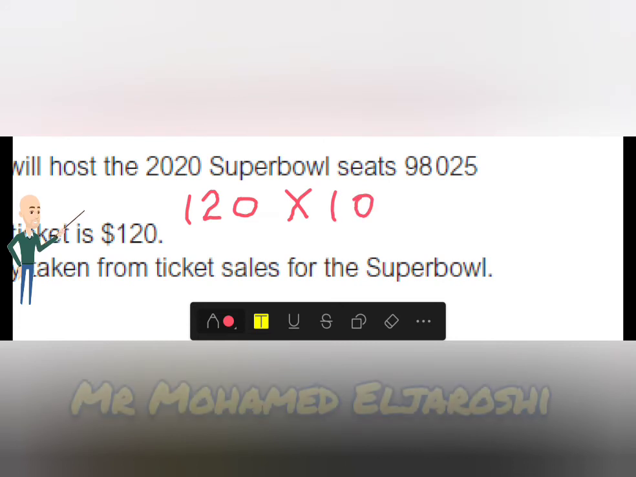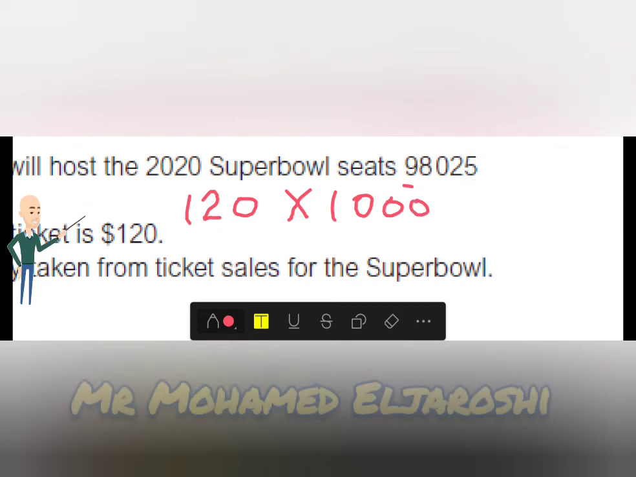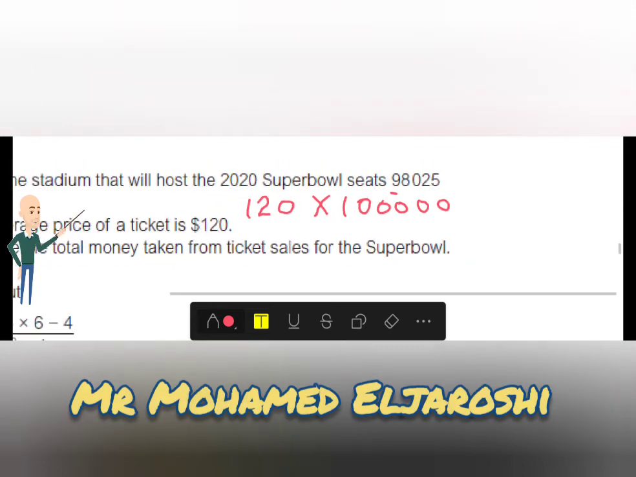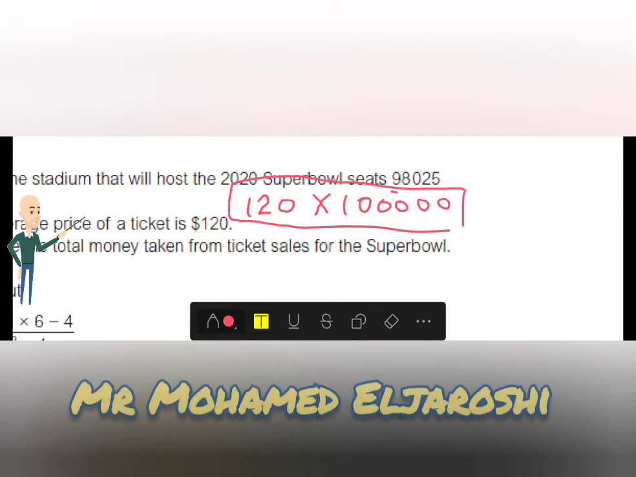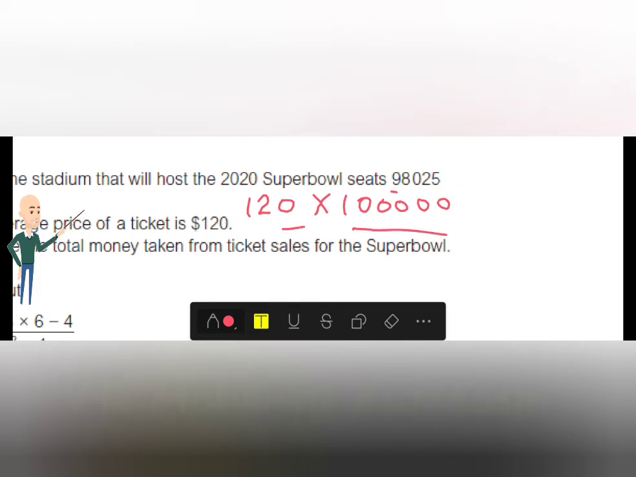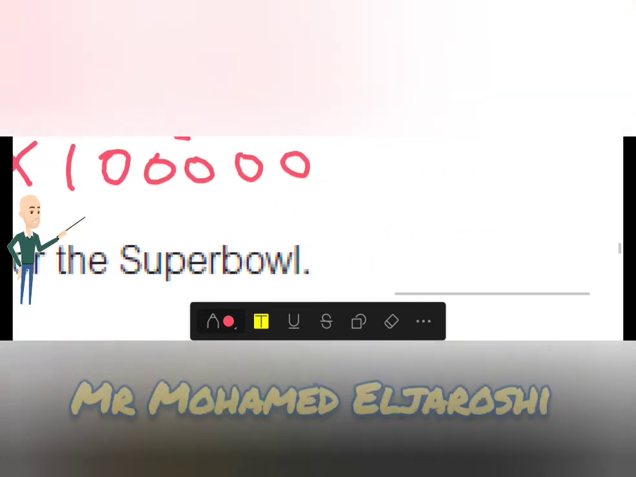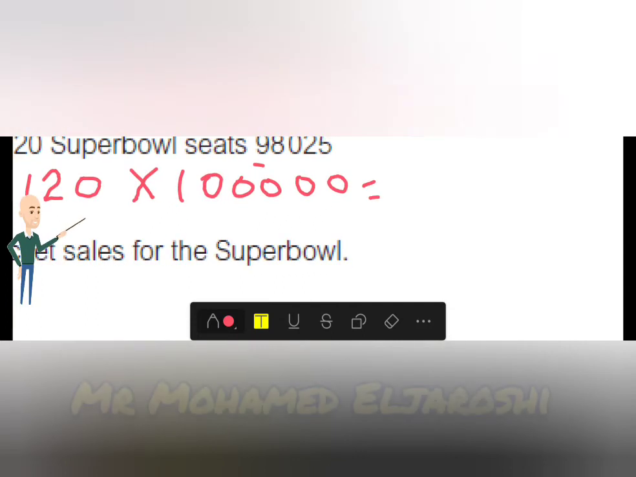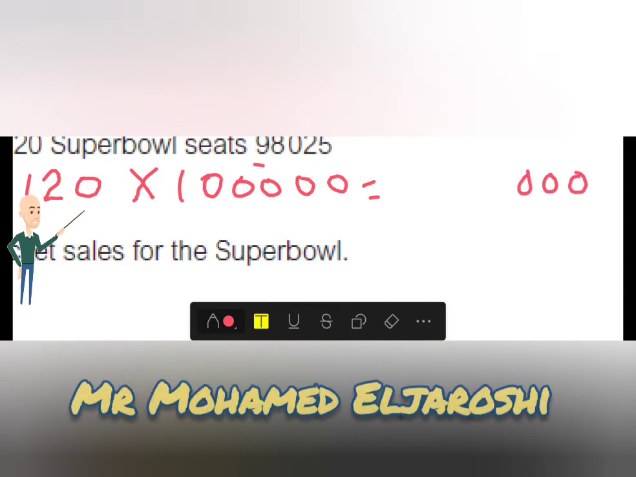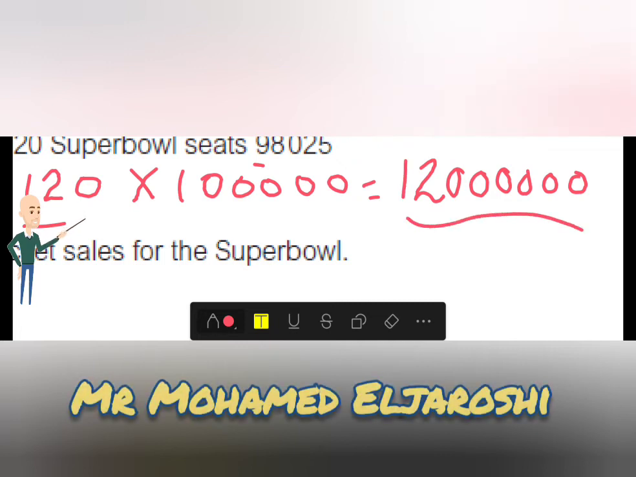So the 9 became 10 here, and then the rest we put them as zeros, these 4 numbers. So we put 4 zeros, 1, 2, 3, 4, and then we multiply these together. So we have 5 zeros here and the 6th here, so we write 6 zeros here as the answer. So it's going to be 6 zeros, 1, 2, 3, 4, 5, 6, and then we write 12 next to it, so the answer will be 12 million.